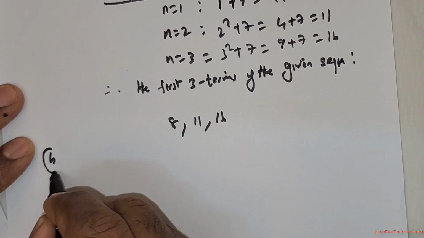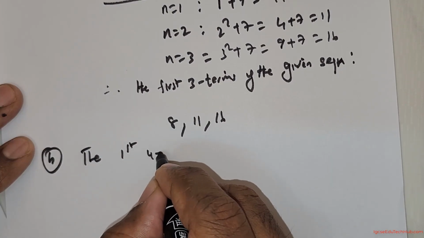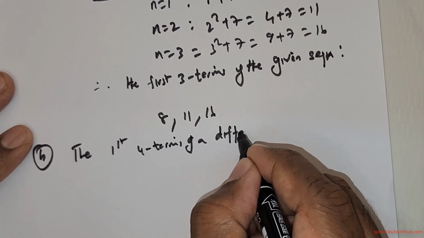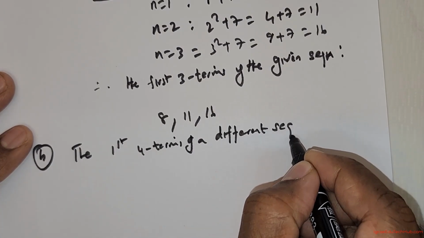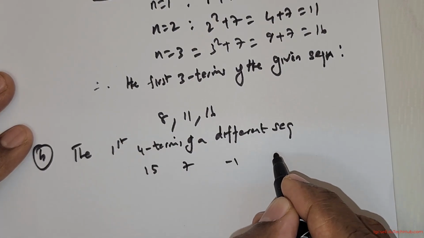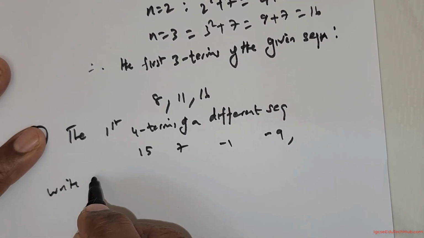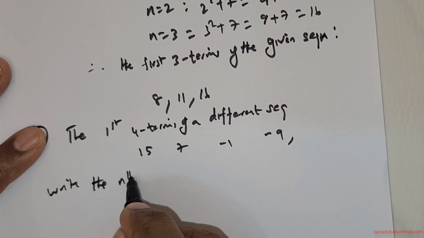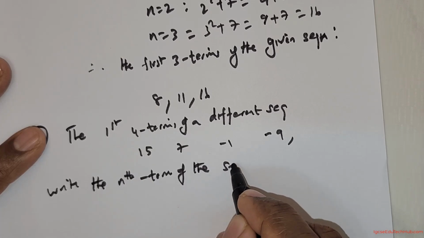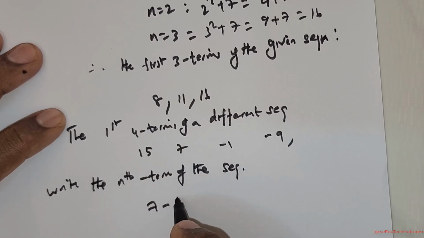Now you got part B for this. The first four terms of a different sequence are given to be 15, 7, negative 1 and negative 9. We are asked to write the nth term of the sequence. So for that, what you got to do, you subtract 7 minus 15.